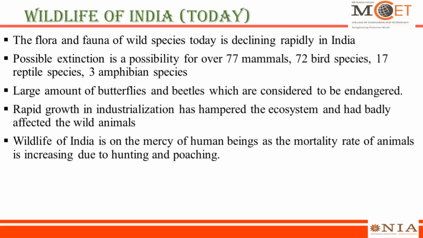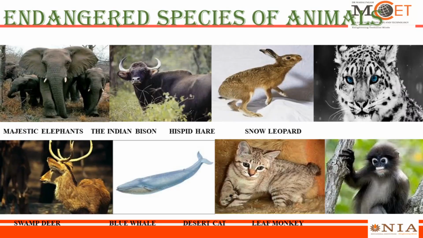Rapid growth in industrialization has hampered the ecosystem and has badly affected the wild animals. Wildlife of India is at the mercy of human beings as the mortality rate of animals is increasing due to hunting and poaching activities. So these are some of the endangered species in terms of animals, that is majestic elephants, the Indian bison, the Hispid hare, and the snow leopard.